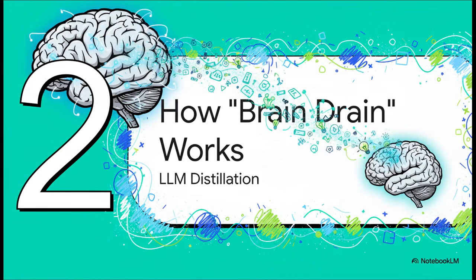So, what's the solution then? How do we fix this? Well, it's a process called LLM distillation. And you can think of it like a strategic brain drain, where we essentially copy the exact slice of knowledge we need from that giant AI and transfer it into a smaller, specialized model that we control.